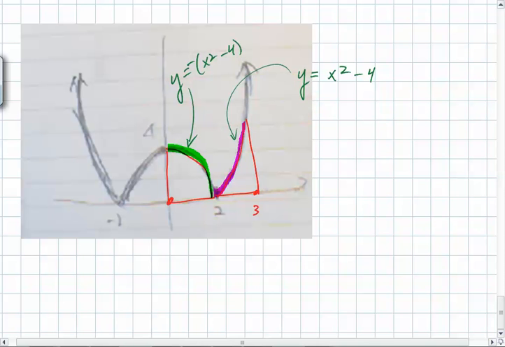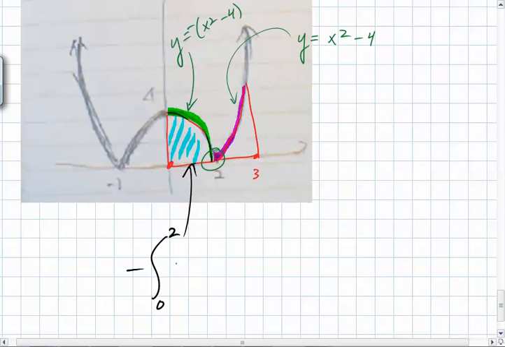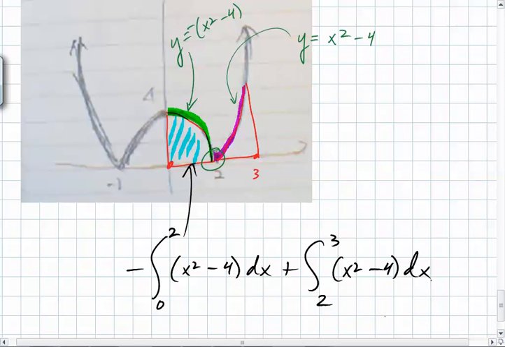So you have two integrals now. Conveniently, you know that it crosses at 2. That's nice. So what's the first one equal to? This one right here, the integral from 0 to 2 of, what's the upper bound? Negative x squared minus 4 dx. And then you're adding 2 to 3 of x squared minus 4 dx. There it is. You just have to flip it over.